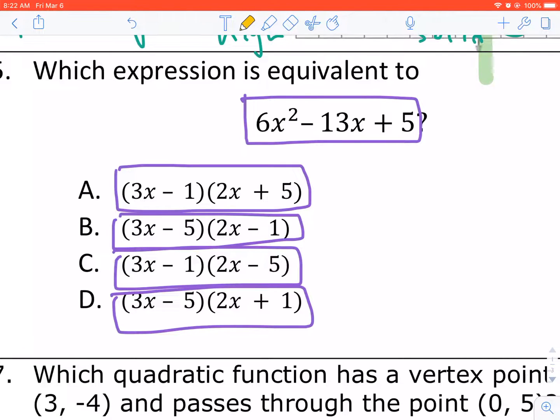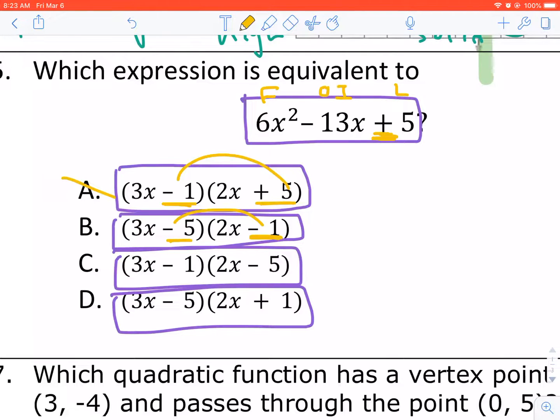At the end, there is a positive. So the way that you multiply and get a positive, remember this is first, outside and inside combined, and last. So if I focus on my last, am I going to get a positive 5? A negative 1 times a positive 5 is going to be a negative 5. So I'm not going to type in A, or I think the answer is not A.